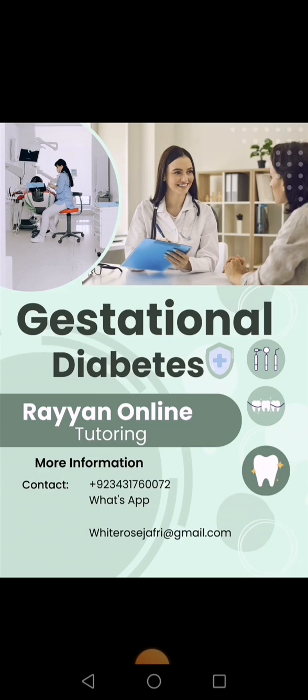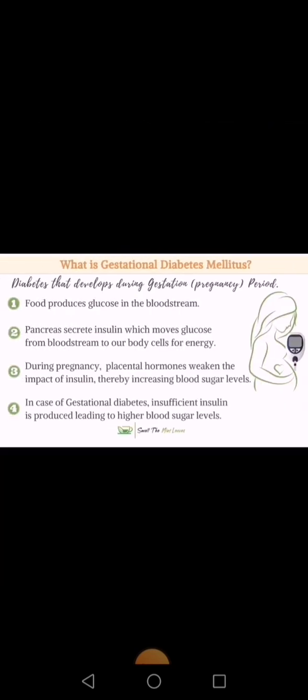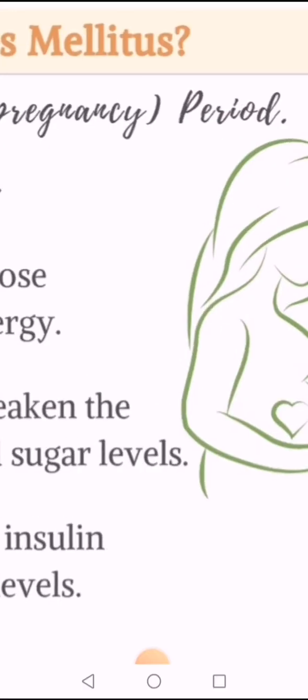Our today's topic of discussion is gestational diabetes. Let's say, what is gestational diabetes mellitus? Diabetes that develops during gestation or pregnancy period is called gestational diabetes. So it always happens during pregnancy. A pregnant woman can get this disease.